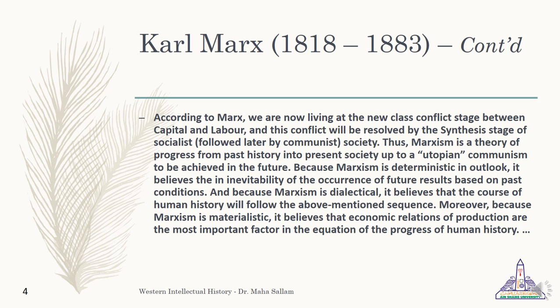And because this theory also is not only deterministic but also dialectical, it believes that there is always the sequence that we mentioned. The four stages that we mentioned are going to happen inevitably, and because it is materialistic, Marxism believes that economic relations of production are the most important factor in the equation of the progress of human history. So let us remember the three words about determinism, dialecticism, materialism, which are the three main features of Marxist theory when applied to the development of human history.